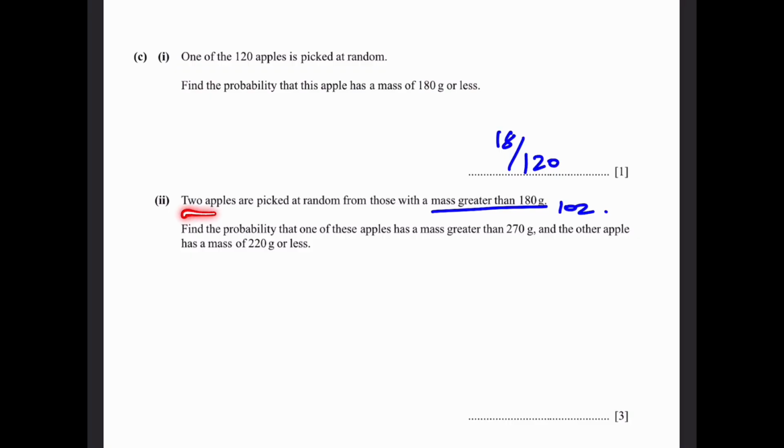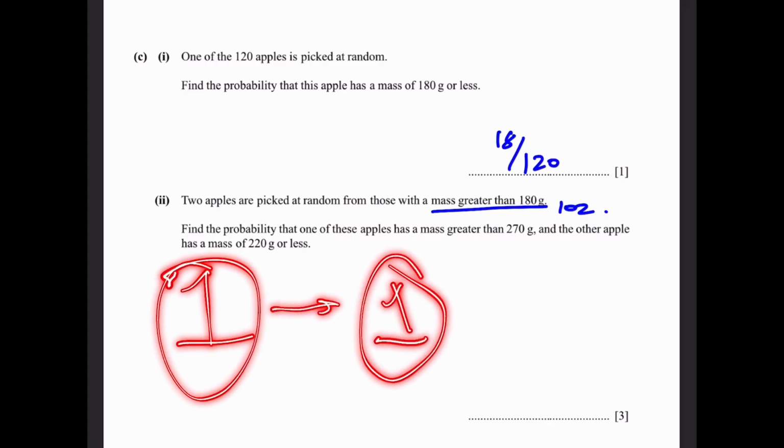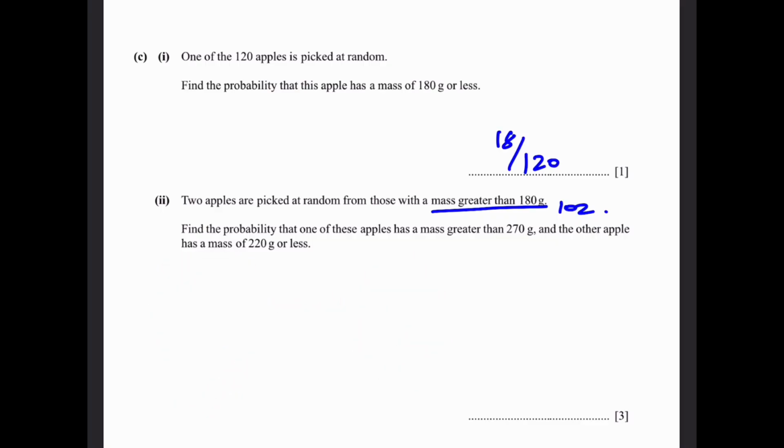And instead of picking two apples, let's say that we picked one apple first. We picked one and then we picked another. It's the same thing. We're picking two apples, just we're picking them separately. This makes it easier to understand the logic behind what I'm going to say next. So the probability that one of these apples has a mass greater than 270 grams. So let's assume that the first apple is greater than 270 grams.